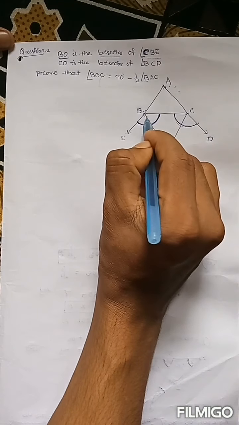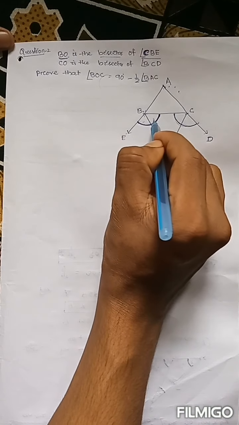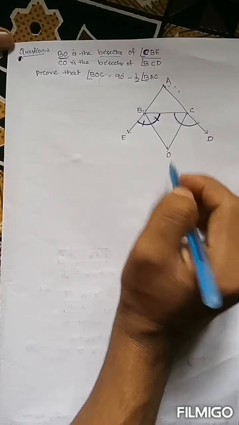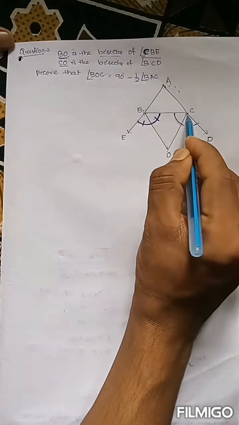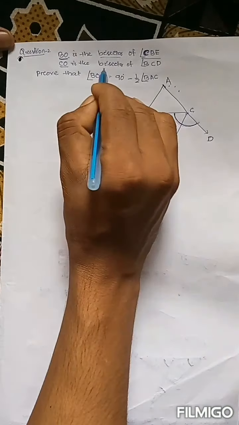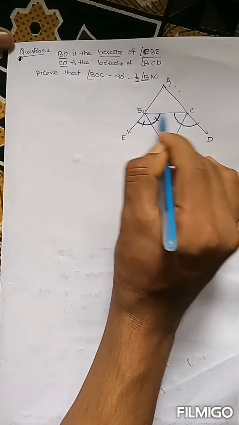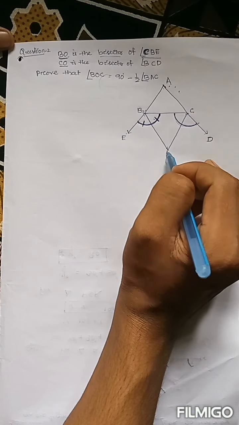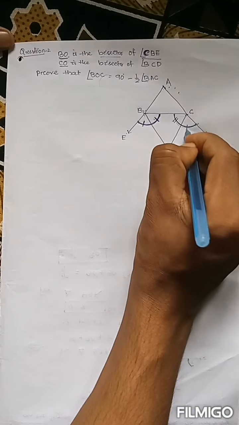Bisector means it divides this angle into two equal halves. So this angle is equal to this angle. Understood? Similarly, this line CO is the bisector of the angle BCD. BCD is also an exterior angle, and CO is its bisector. It means this angle is equal to this angle.